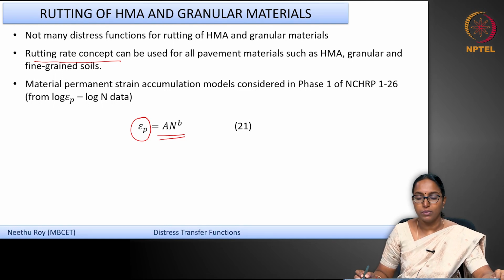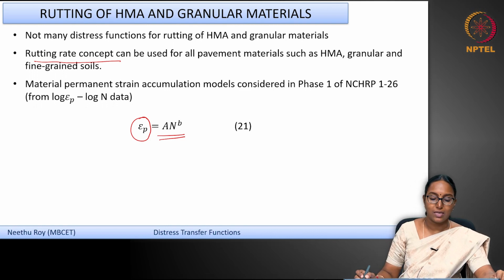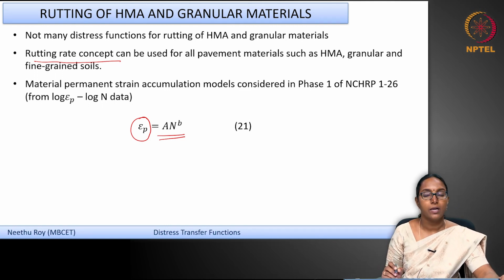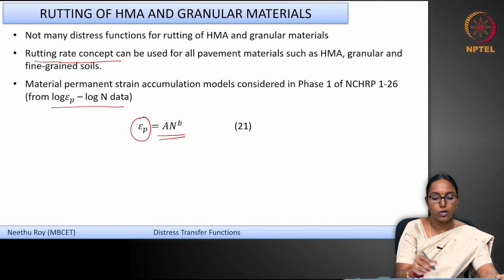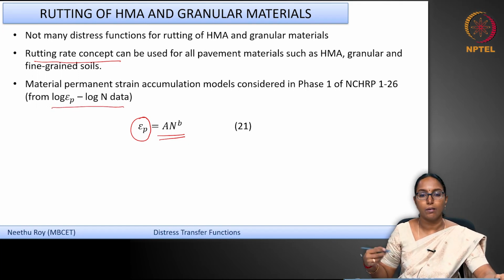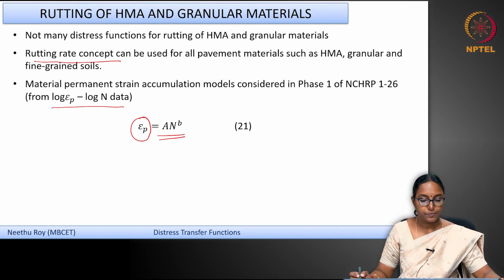So, this was adopted in the NCHRP, National Cooperative Highway Research Project, and this expression is derived from an experimental study of a material and from the log epsilon P, log n data, where n is the number of load repetitions. Okay. So, this expression actually represents what is a permanent strain that is accumulated in a material when loaded with n cycles.